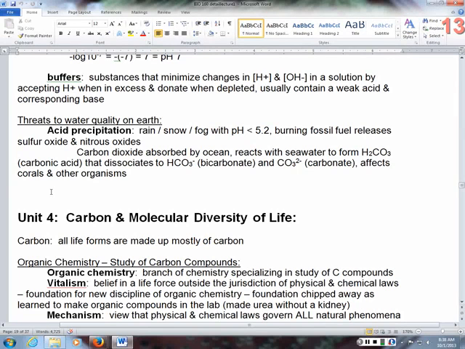Also, carbon dioxide gets absorbed by the oceans and reacts with the seawater to form carbonic acid. That dissociates to make bicarbonate and carbonate. It changes the solubility of some of the corals and other organisms. Just like if you took one of your teeth and put it in some acid, it changes the solubility of the calcium salts in your teeth.